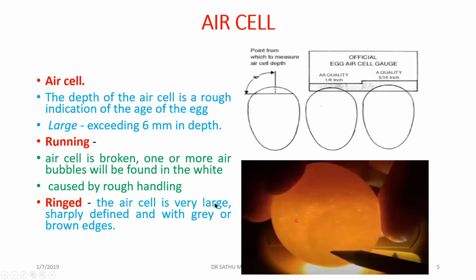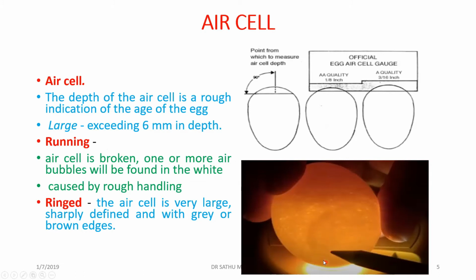This is the air cell. The air cell is broken, and one or more bubbles will be formed in the white. So the broken air cell will be moving, and this is called a running air cell. Since it moves, it is called a running air cell.